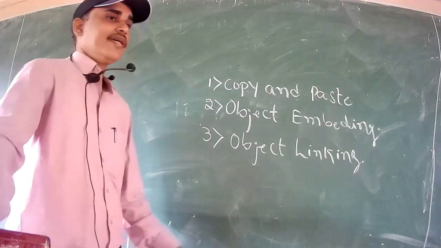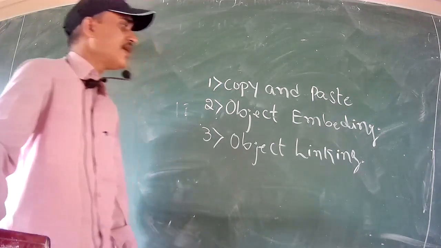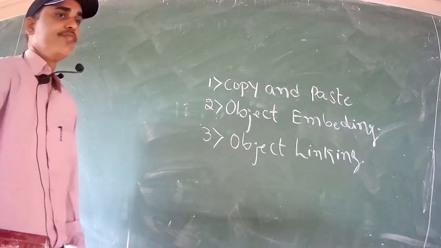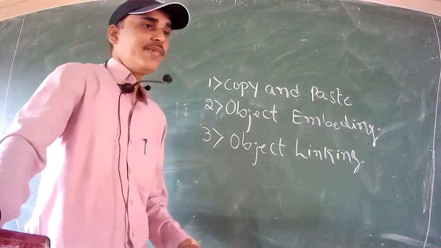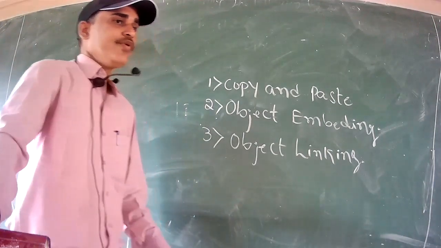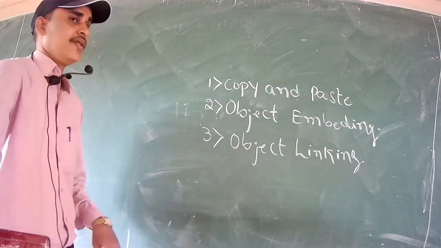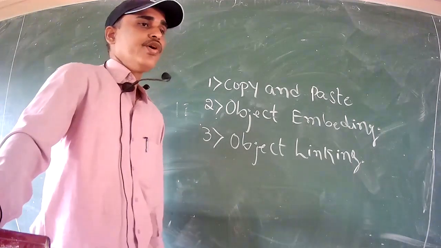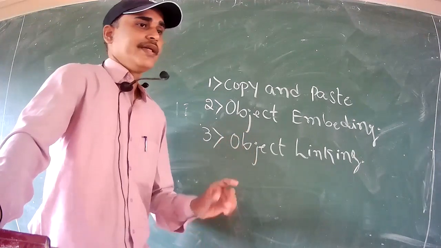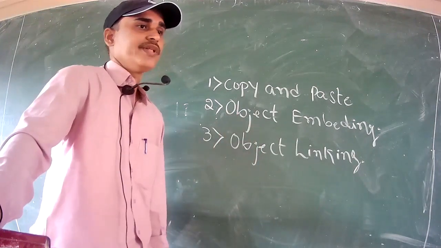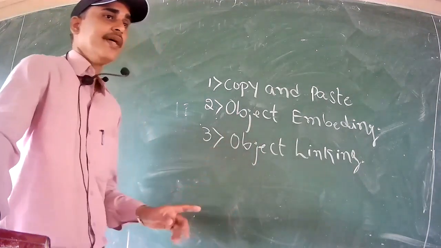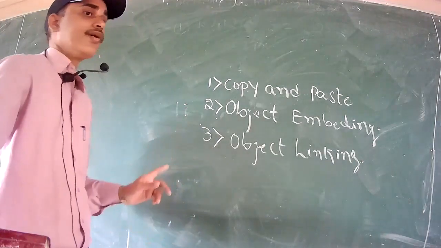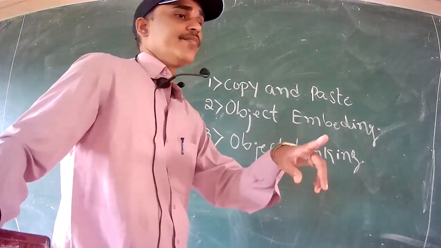Now let us see what is the difference between object embedding and object linking. Here, after inserting the data, if you want to do some modification to the inserted data, what you have to do? Again, you have to select it. Just click on that particular object. It is selected. If you double click, then what happens? Control is directly transferred to the MS Excel.